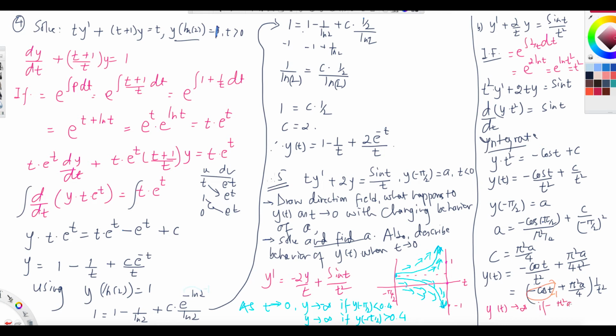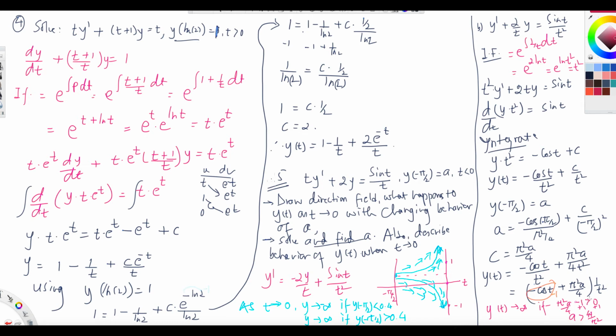pi square a over 4 minus 1 is positive. If that is positive, that means what? A is greater than, so if you add 1 on both sides, what do you get? You get a is greater than 4 over pi square. In that case, y of t goes to infinity if a is greater than 4 over pi square.